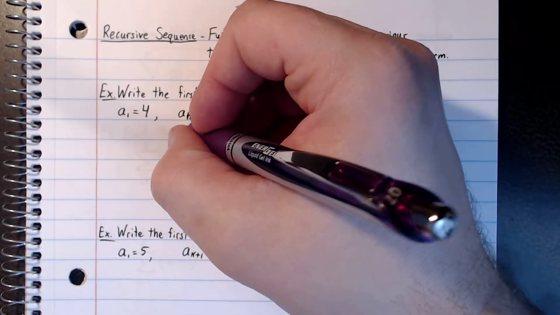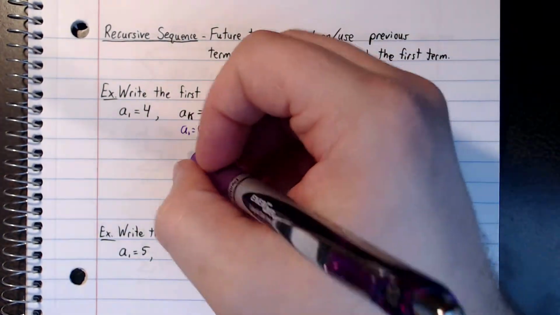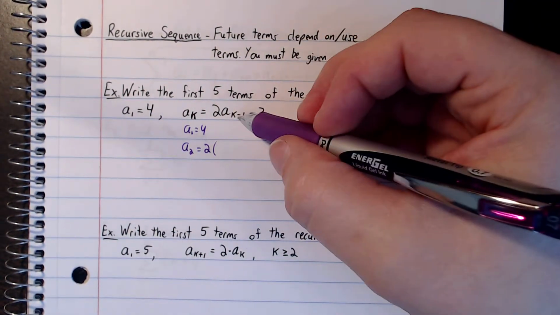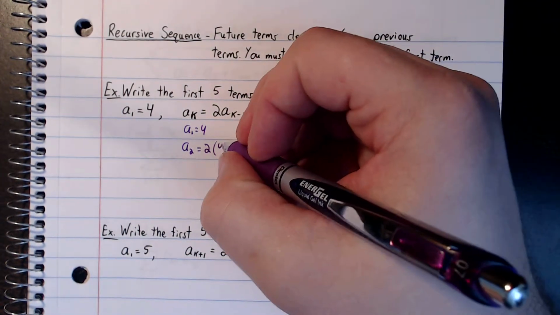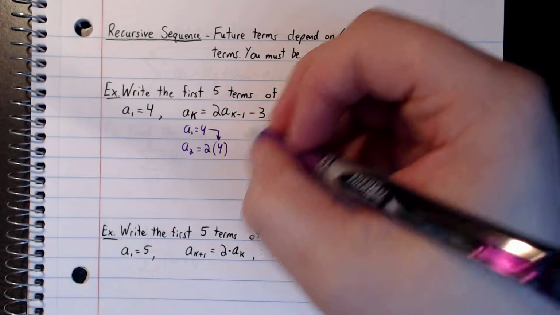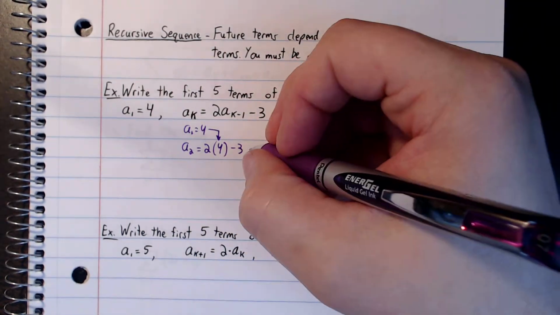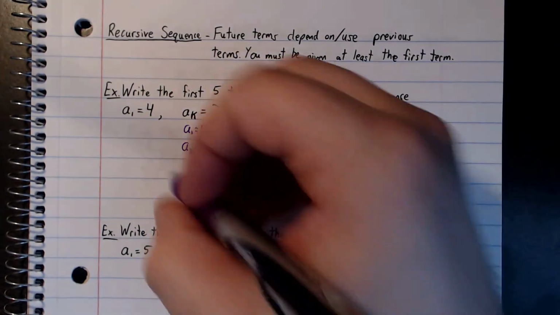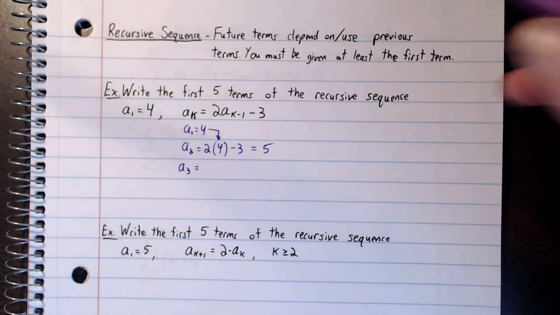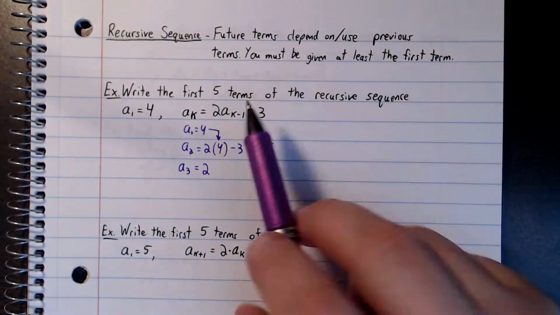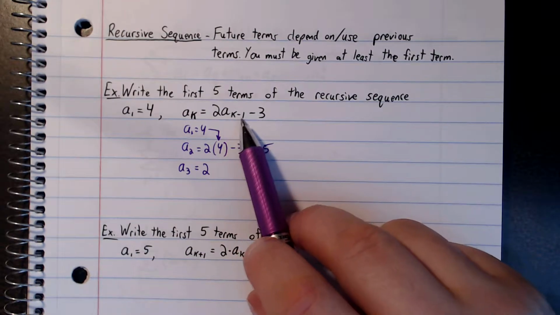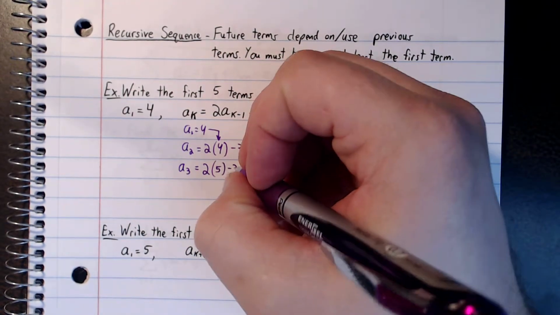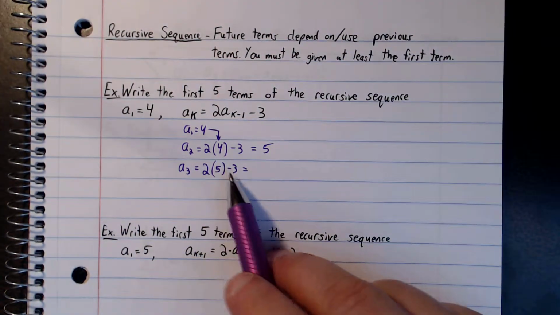We already know A1 is 4. That's given to us. If we're doing A2, that's going to be 2 times my previous term, right? Because that would be 2 minus 1, which is 1. So I'm going to plug in that value. And then it's going to be minus 3. So let's see. 8 minus 3 is 5. When I do term A sub 3, I have to do 2 times 3 minus 1. So we're looking at the second term. The second term we found to be 5. So I'm going to plug in 5. So let's see. That's 10 minus 3, which is 7.